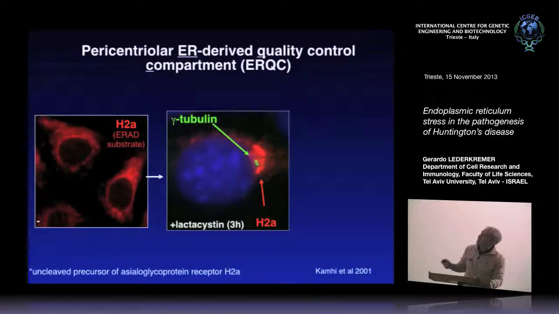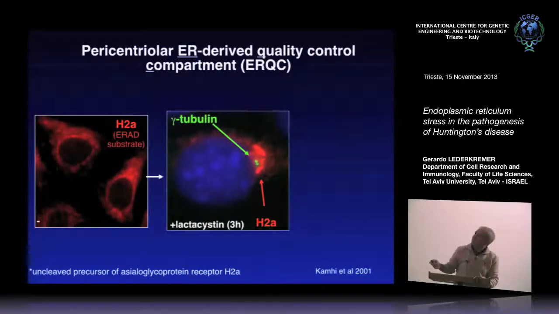And here you see if you inhibit its degradation, you accumulate in this compartment. Also, we saw with many other substrates of ERAD that the same thing happens. Glycosylated or non-glycosylated, they all accumulate in this region when you inhibit their degradation, or when they're, for example, overexpressed. It depends on the level of the protein.